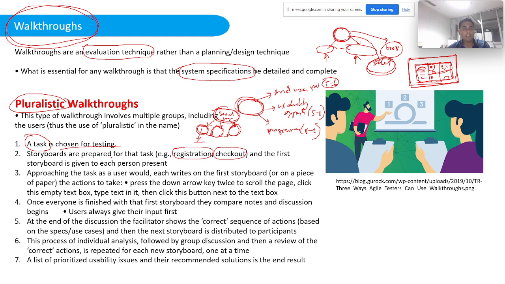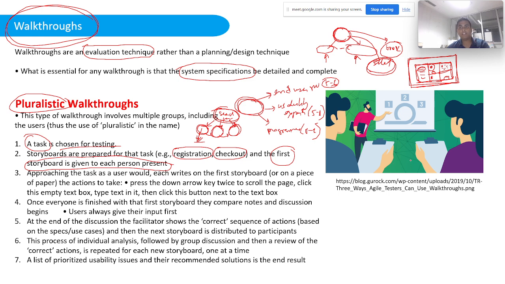So first thing is you select a particular task and then you have a particular set of storyboards, and then you give the first storyboard to each person in the group. So this is how we do walkthroughs. Basically here we break down tasks to individual small stories or subtasks, and we validate or evaluate these individual tasks, and then slowly we move ahead to analyze the overall task.